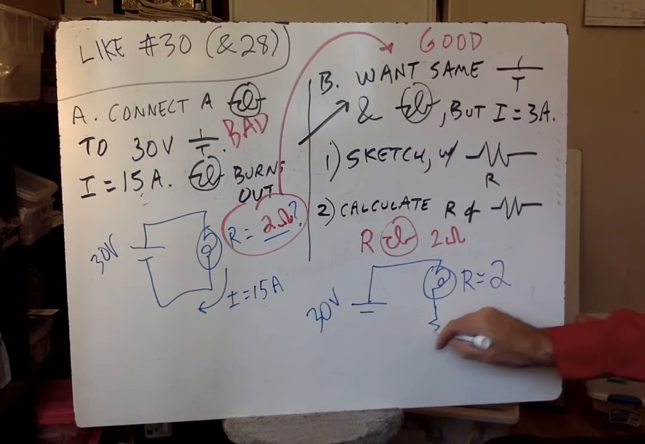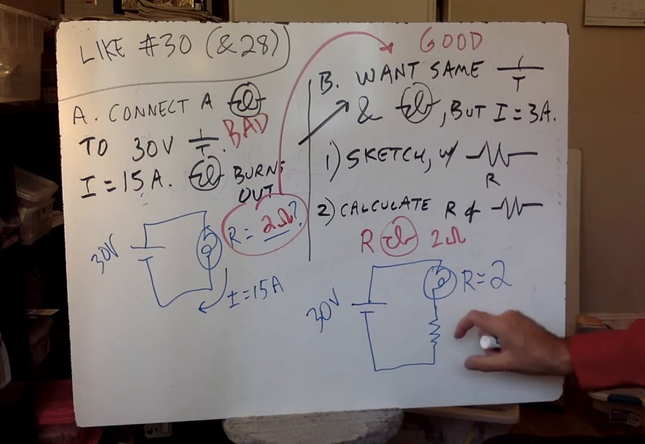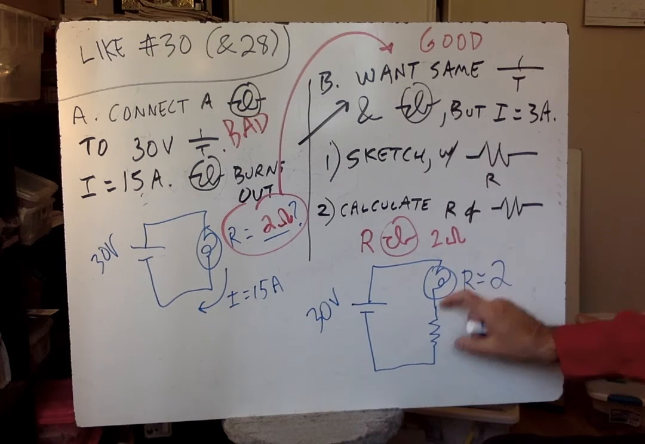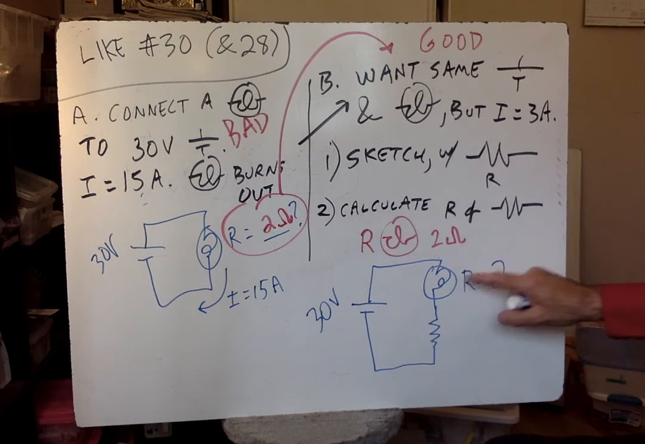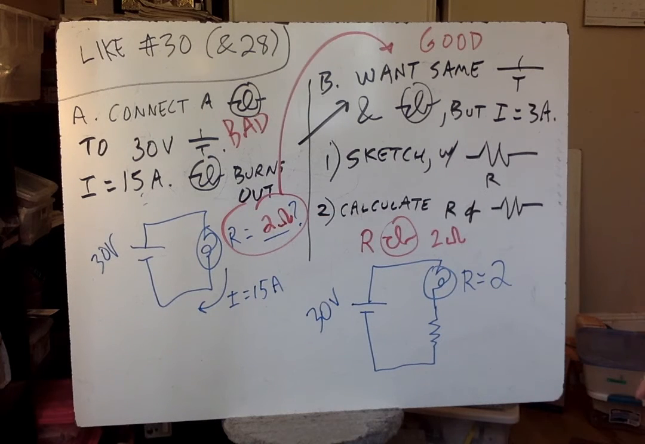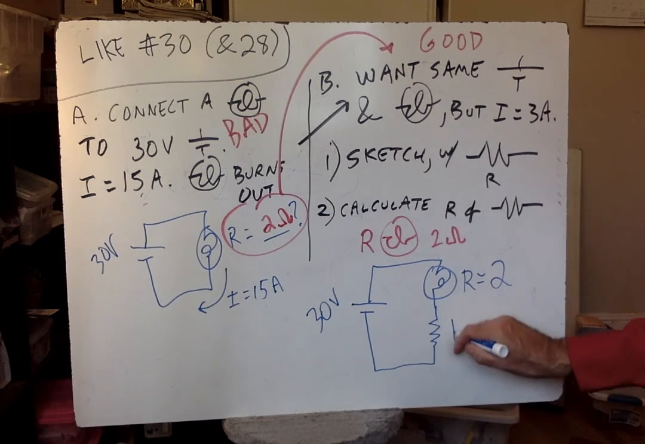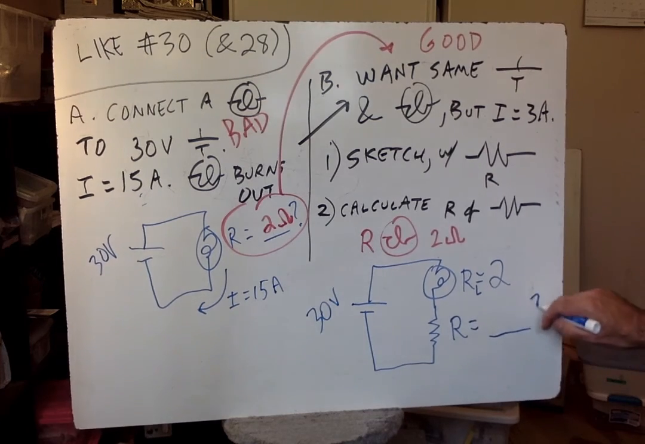Now if we put the resistor in series with this, it'll take some of the voltage. We'll have some voltage here and some voltage here, so the voltage on the light will be smaller. If you put the resistor in parallel beside it, this would still get 30 volts and you'd still have this bad situation. So to reduce the current through it, we'll call this RL, R for the light. We want to know what that is.